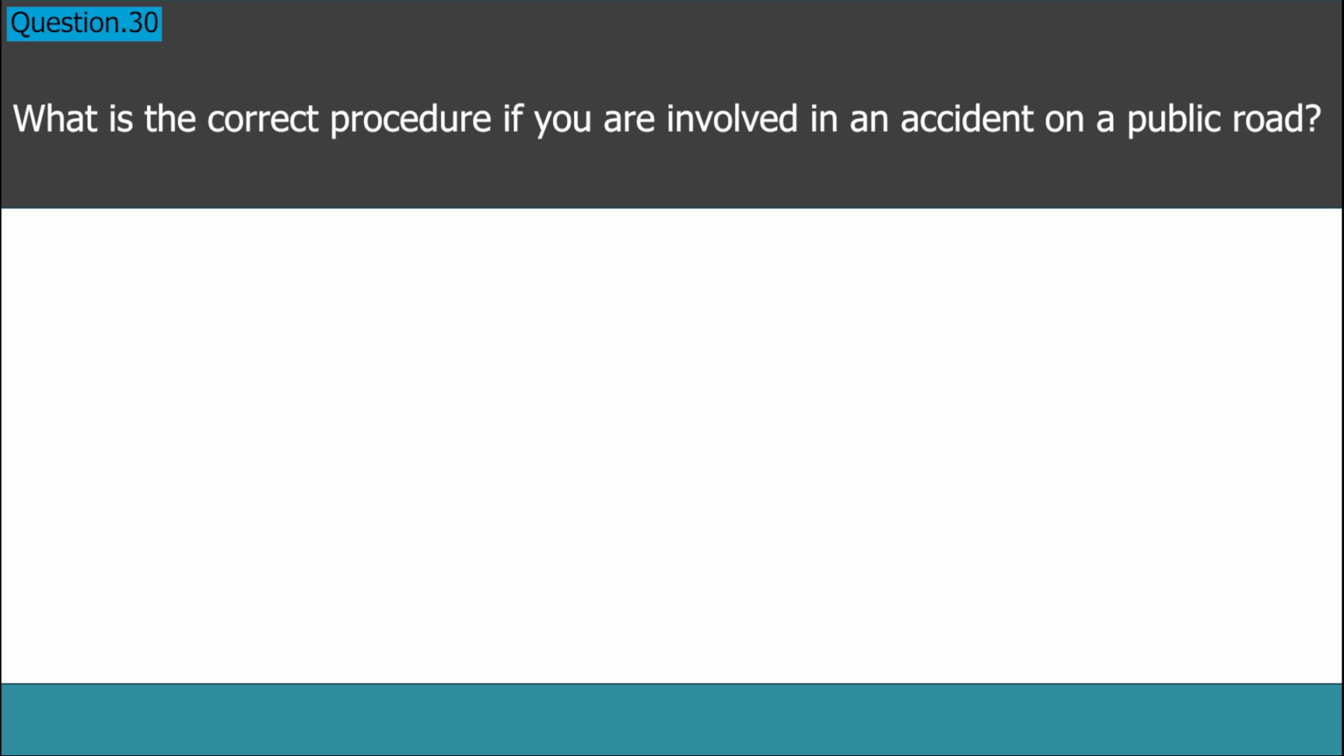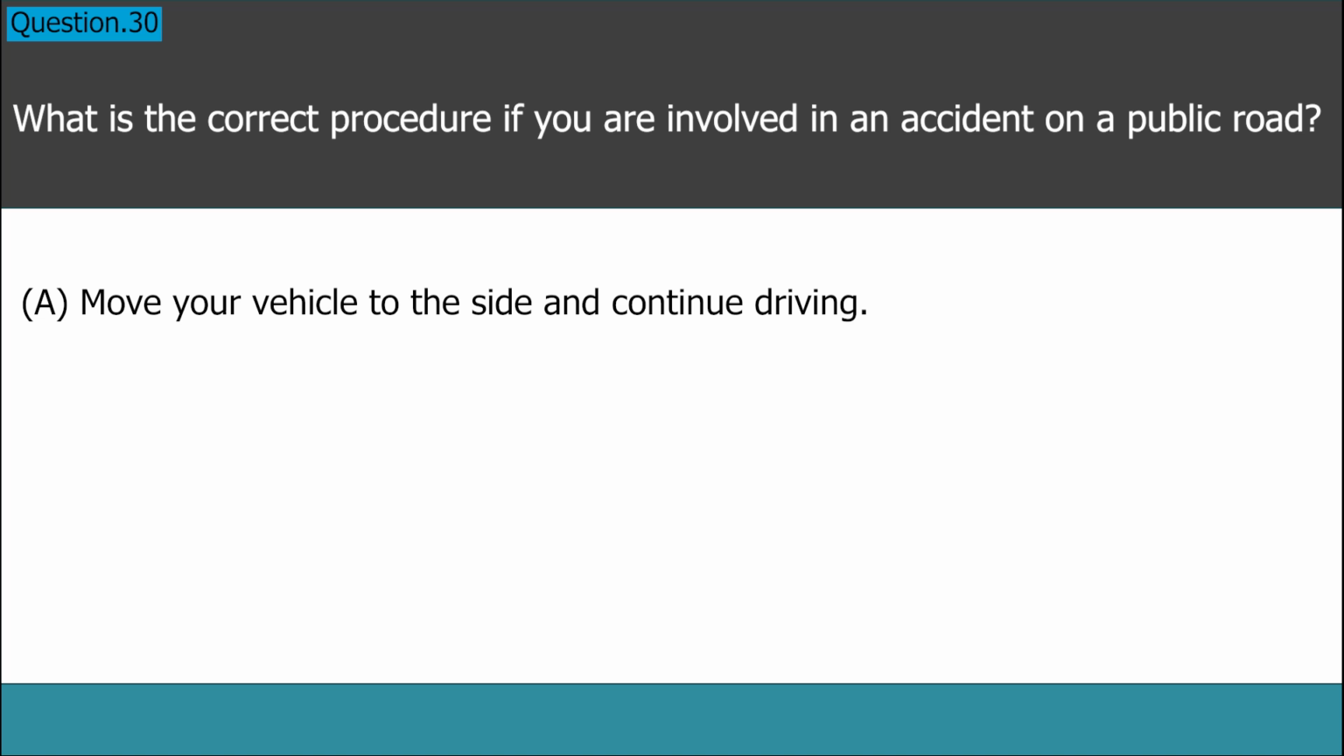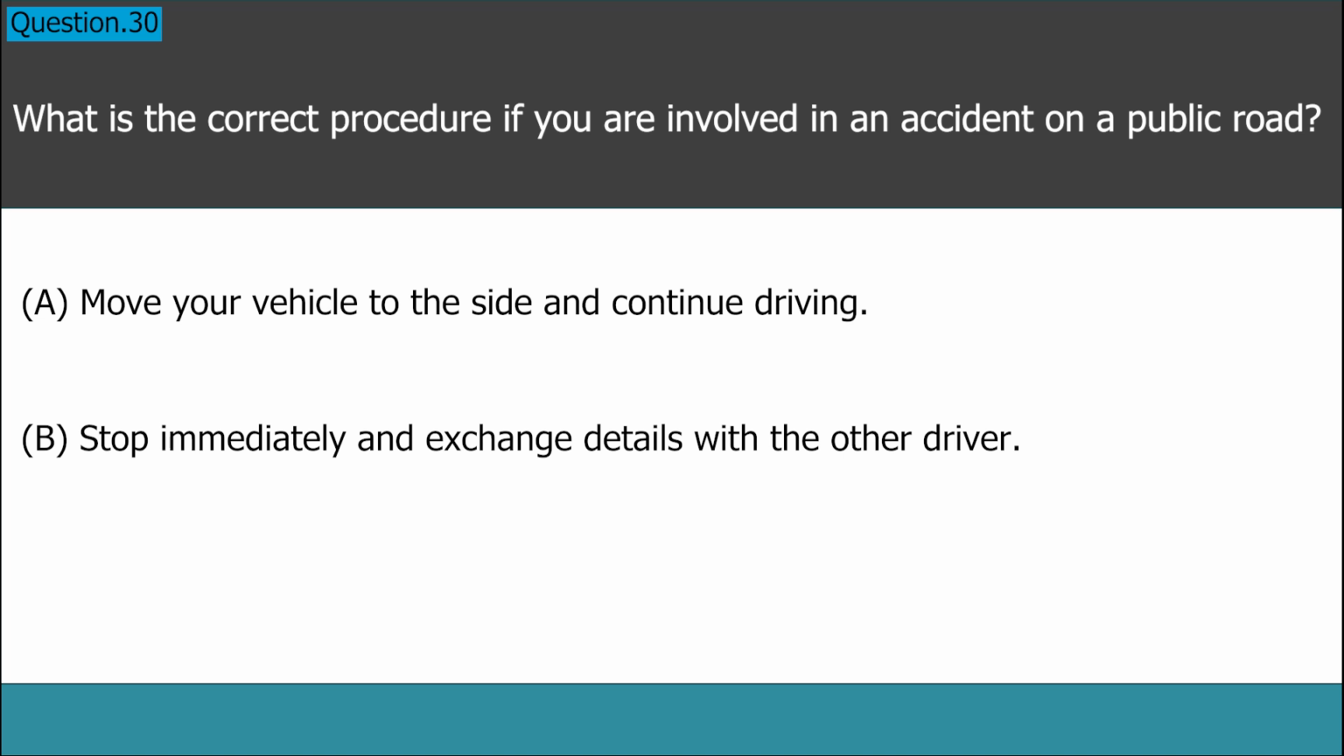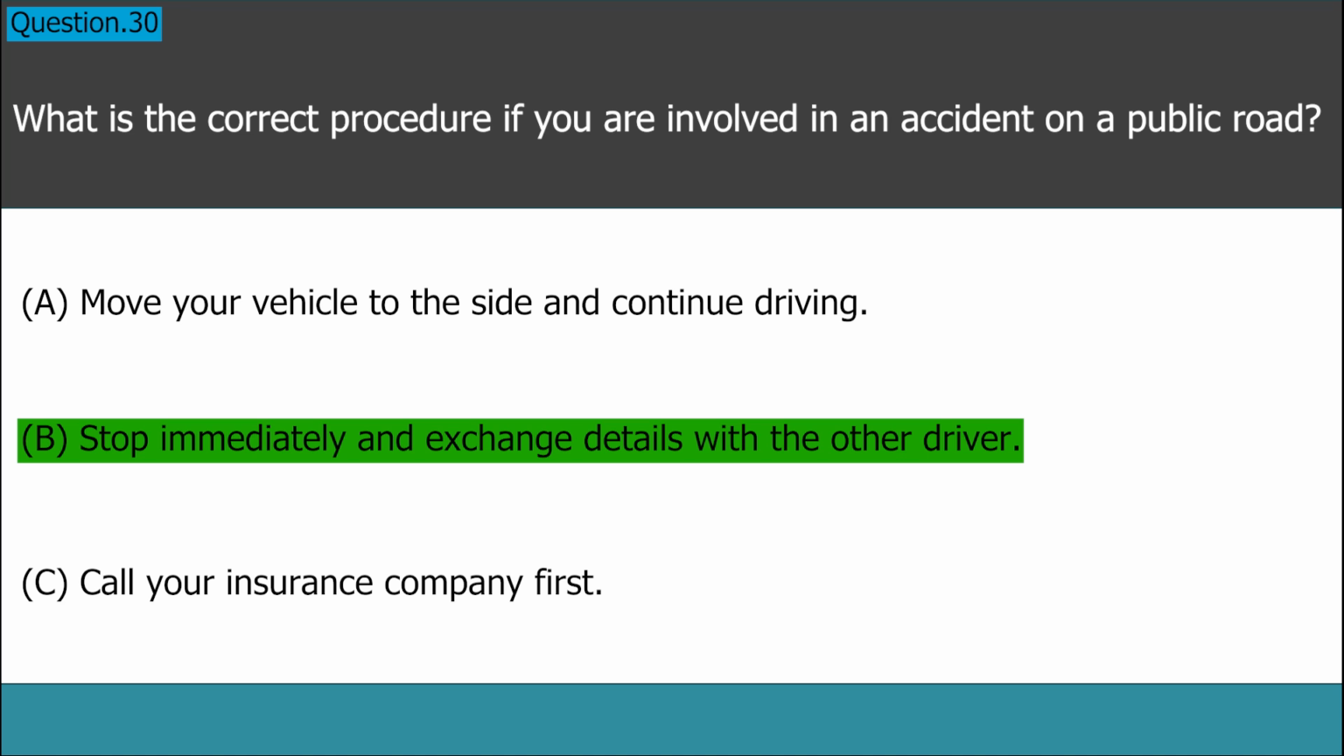What is the correct procedure if you are involved in an accident on a public road? A. Move your vehicle to the side and continue driving. B. Stop immediately and exchange details with the other driver. C. Call your insurance company first. Answer: B. Stop immediately and exchange details with the other driver. It's important to stop, check for injuries, and exchange details for insurance and legal purposes.